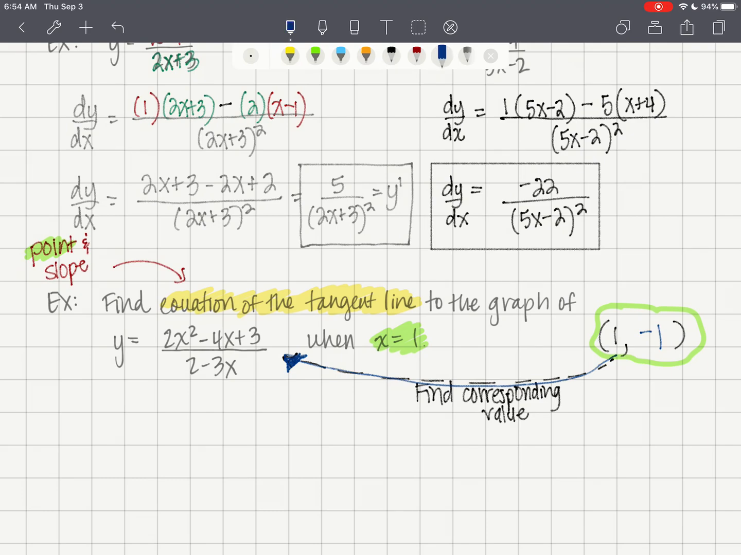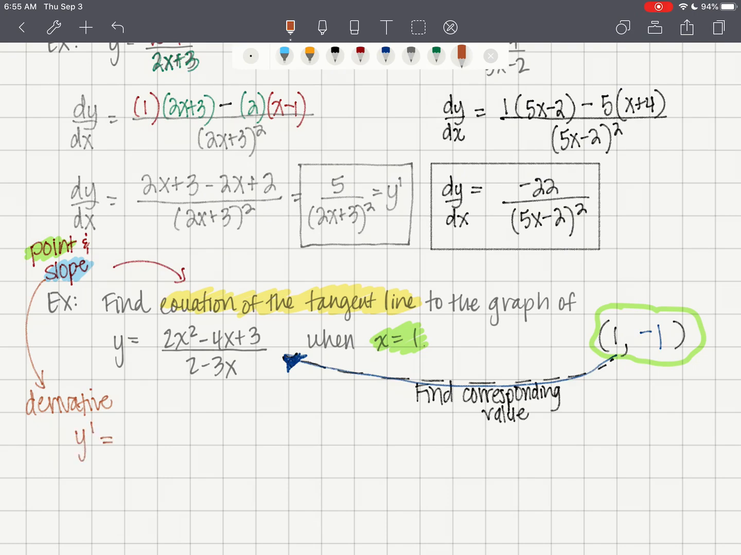How do we find the slope of the tangent line? Well, that's what we've been doing. We've been finding the slopes of the tangent line every time we find the derivative. That's why it's so important to understand that the derivative is the slope of the tangent line. So that's what we'll do.